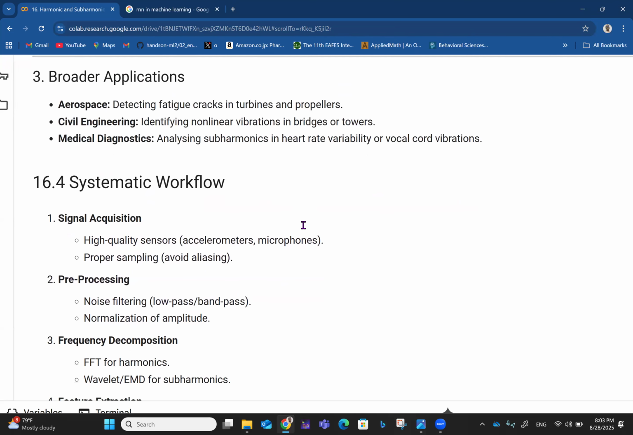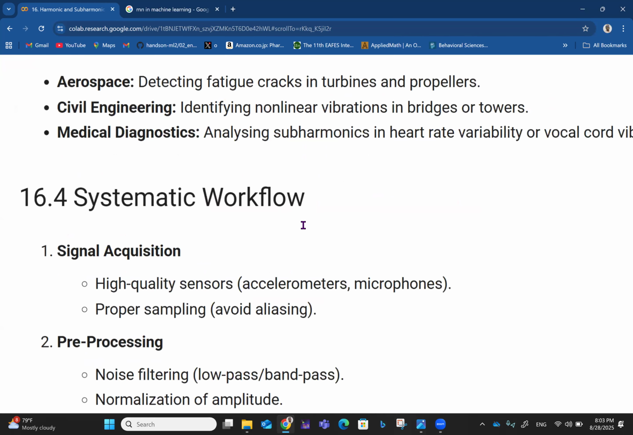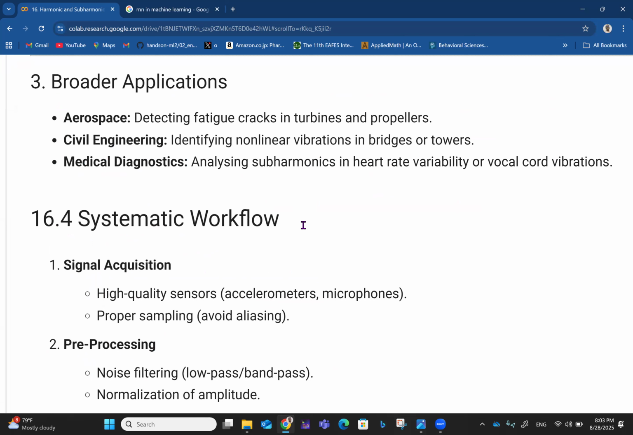Then we have broader applications of these things, like in aerospace for detecting fatigue cracks in turbines and propellers. In civil engineering, we can identify nonlinear vibrations in bridges or towers. Then for medical diagnostics, we can analyze subharmonics in heart rate variability or vocal cord vibrations.